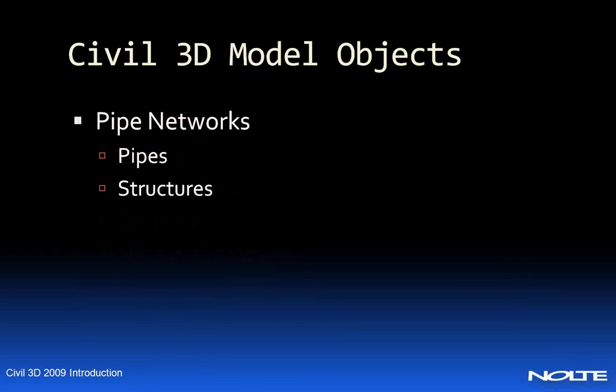All right. Piping, we have two components within a pipe network, and those are the pipes themselves and then the structures that are the nodes in our pipe network.